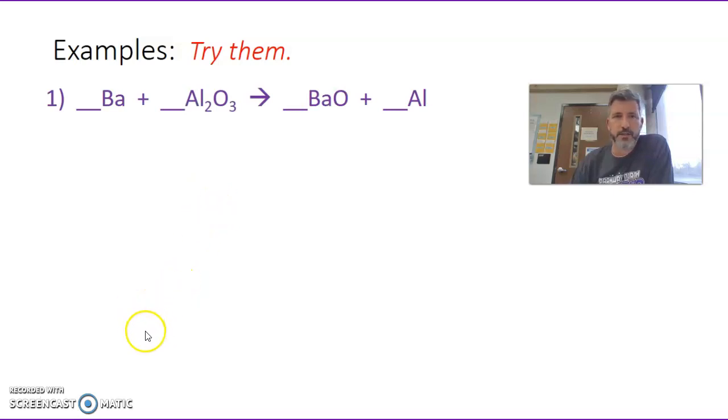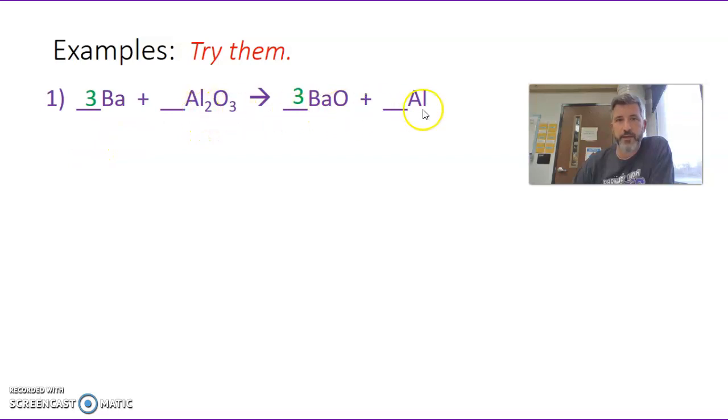Go ahead and pause and see if you can figure this one out on your own. Okay, the order I went in, and the one you picked to go first doesn't really matter too much. We'll talk about some exceptions to that, but I picked oxygen to balance first. And so I have 3 on the left. So in order for me to have 3 on the right, I had to put a 3 in front of barium oxide, right? Well, that also gives me 3 bariums, so I put a 3 over there on the left. And then the last step is check my aluminums.